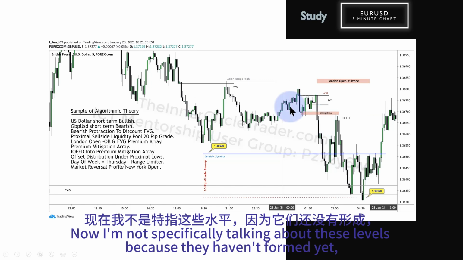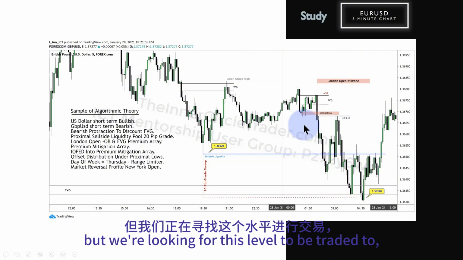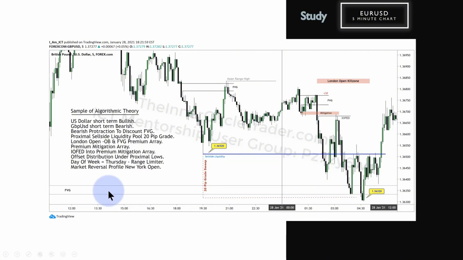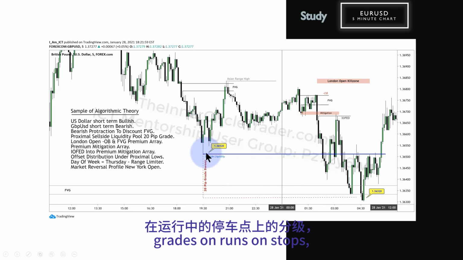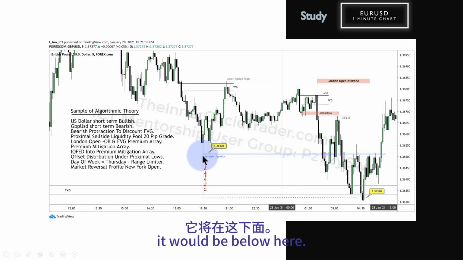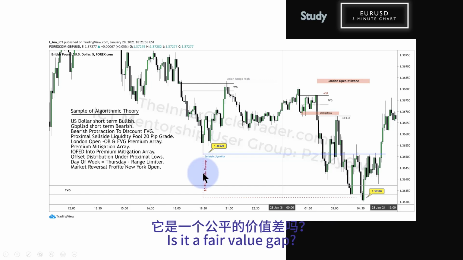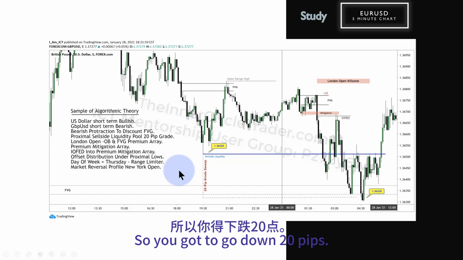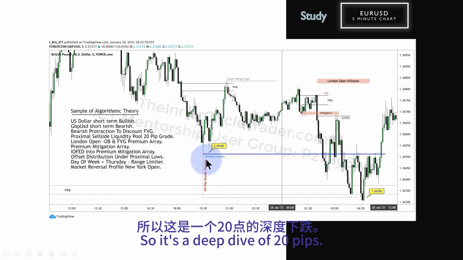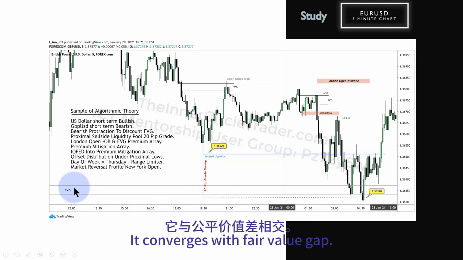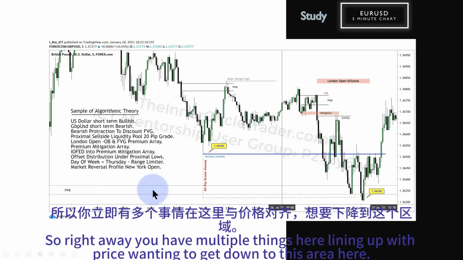Now, I'm not specifically talking about these levels because they haven't formed yet, but we're looking for this level to be traded to. The grades on runs on stops, or the sell stops that would be below here, could be 10 pips. Well, what matches that with 10 pips below that? Is it the fair value gap? No. So you have to go down 20 pips. So it's a deep dive of 20 pips. It converges with the fair value gap. So right away, you have multiple things lining up with price wanting to get down to this area here.